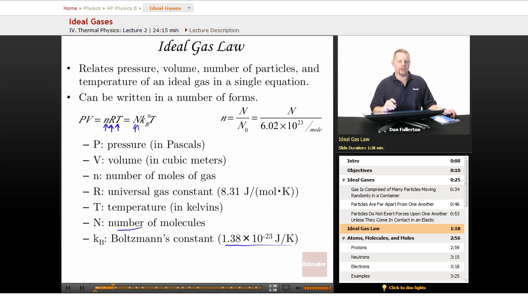Now, before we move on, it's probably important to note that 1 mole of a gas at standard temperature and pressure has a volume of just about 24 liters. That's always a good thing just to have in the back of your mind.